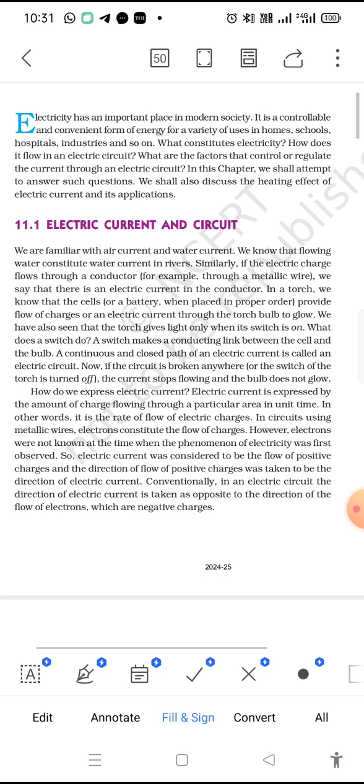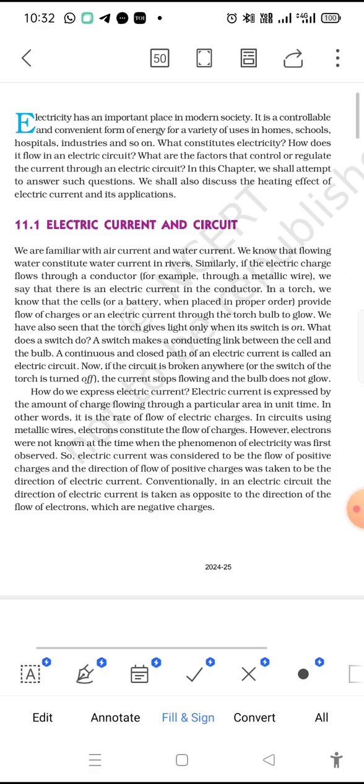A continuous and closed path of an electric current is called an electrical circuit. Now, if the circuit is broken anywhere or the switch of the torch is turned off, the current stops flowing and the bulb does not glow.